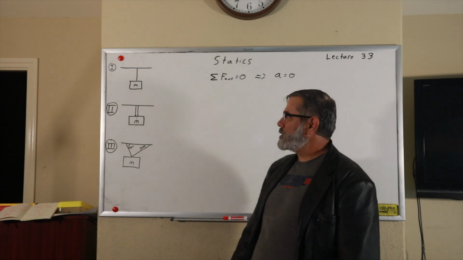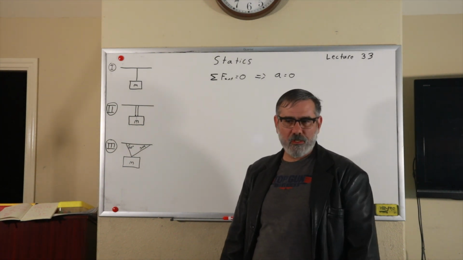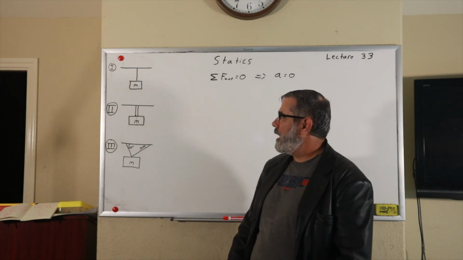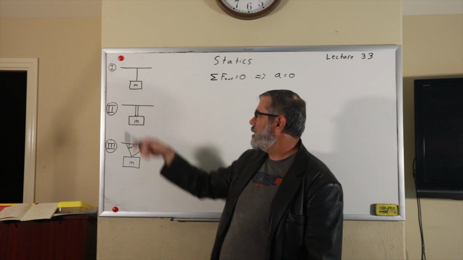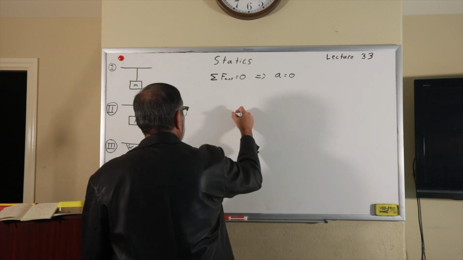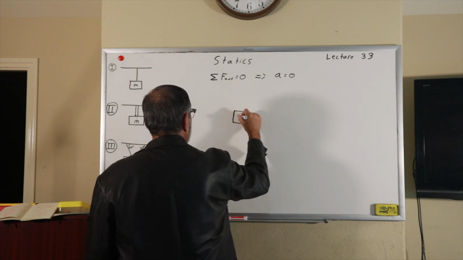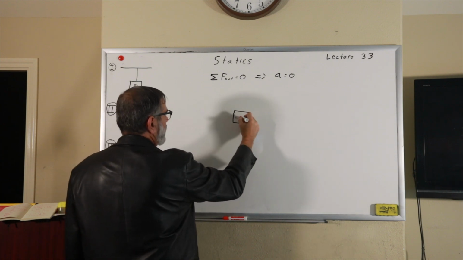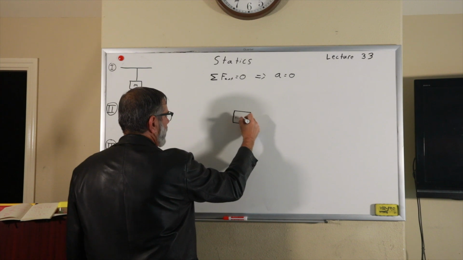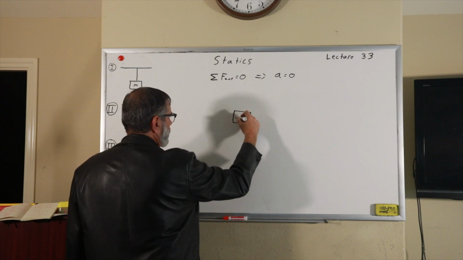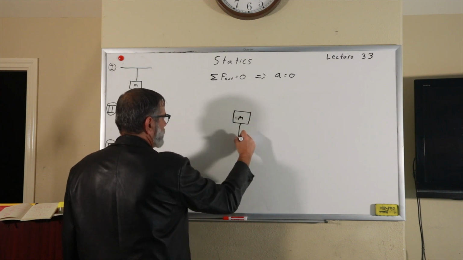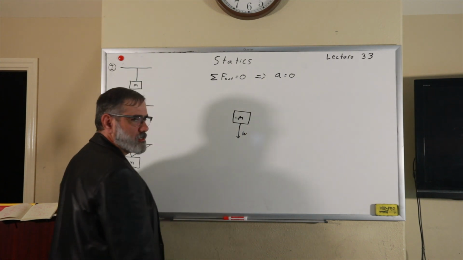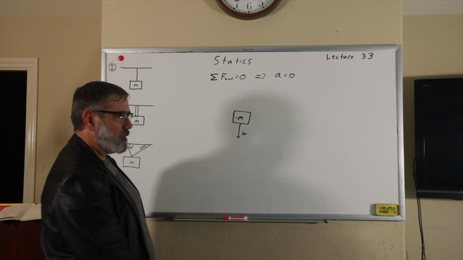Now, the first thing that we do in problems like this is isolate the system that we're interested in, okay? And in this case, it's the mass. So we draw a nice diagram. We have to indicate where all the forces are. This is a mass M. And here we've got the weight of the mass acting in the downward direction, okay?